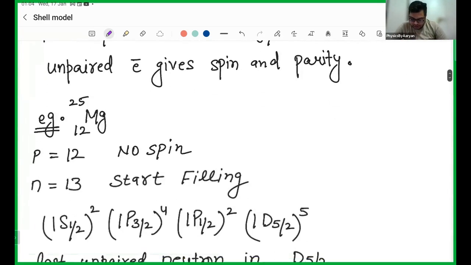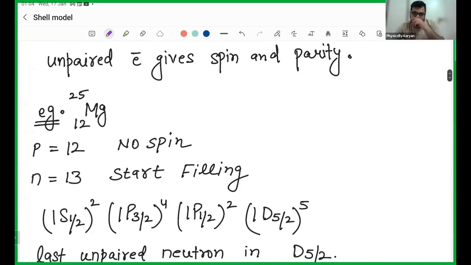Okay, so let me give you an example of this. For example, let's take magnesium. Now, magnesium has atomic number 12 and mass number 25. So its number of protons, you can clearly see, is 12. So it has no spin contribution because protons are even in number. But the number of neutrons is 13, which is odd. So it means the neutrons will contribute to the spin.